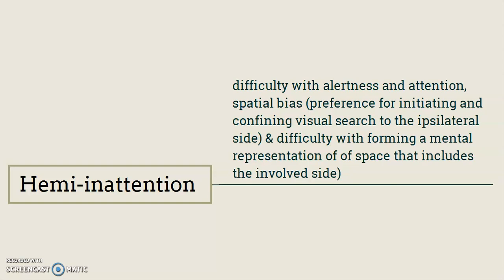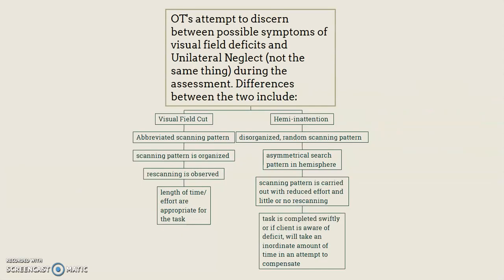So this is one thing that OTs can assess. And we also want to discern between the possible symptoms of visual field deficits and unilateral neglect. As mentioned before, there are two different types of things, and I just noted exactly from the chart that was mentioned before the differences between the two. So you want to make sure you know during the assessments that you can distinguish between the two.